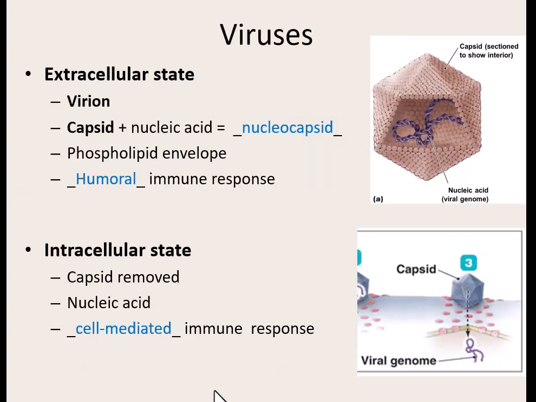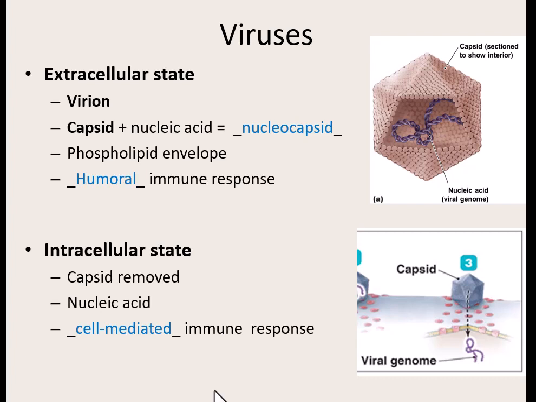So if a virus is found in the extracellular state, so it has not gotten inside of a cell yet, we call it a virion. It's like a virus, but it's just not inside of a cell yet. It's an infectious organism at that point. It's trying to find a cell to hijack. But when it's in the extracellular state, it is made up of 2 things.